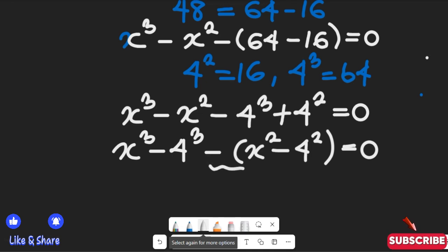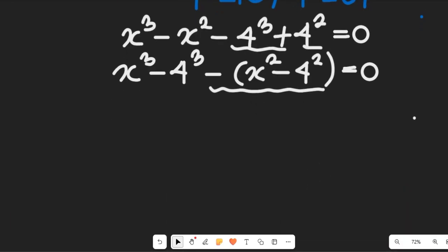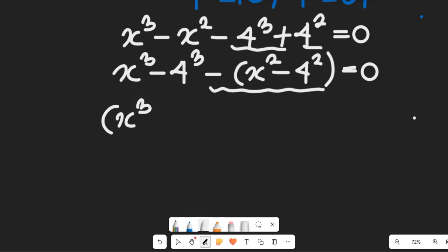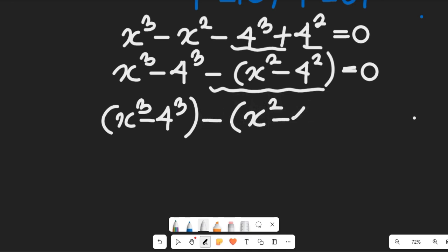Now, if you expand this, you find out that we'll have this. Great. Now, let's simplify. If we simplify this, I'll have x to the power of 3 minus 4 to the power of 3, right? And this will be minus x to the power of 2 minus 4 to the power of 2, and all of this will be equal to 0. Now, having simplified this, I can now apply the algebraic formulas.